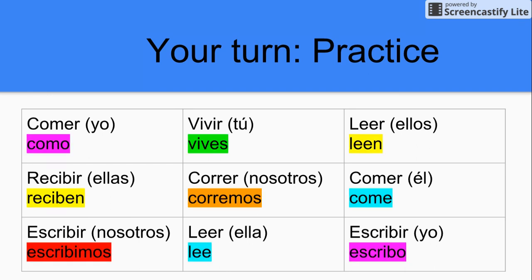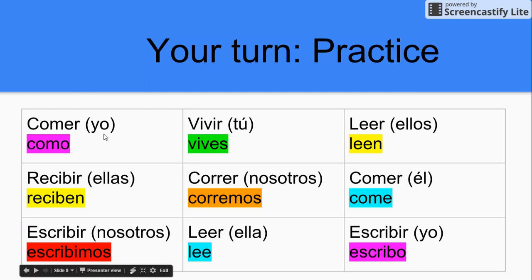Great job. Hopefully you came up with these answers. Comer, yo como. Vivir, tú vives. Leer, ellos leen. Recibir, ellas reciben. Correr, nosotros corremos. Comer, él come. Escribir, nosotros escribimos. Leer, lee. Escribir, escribo.